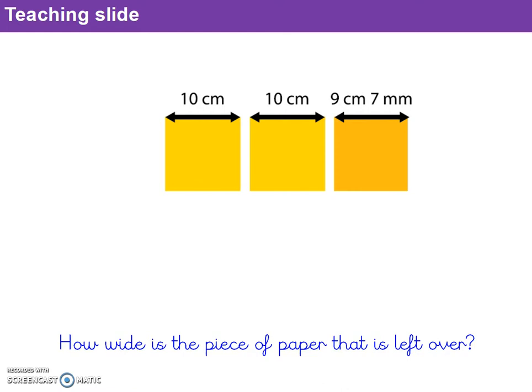We're simply doing a counting on from 20 to get to 29 centimeters and 7 millimeters, or a takeaway of 29 centimeters and 7 millimeters, take away 20. And that will leave us with a piece of paper left over that's 9 centimeters and 7 millimeters wide.